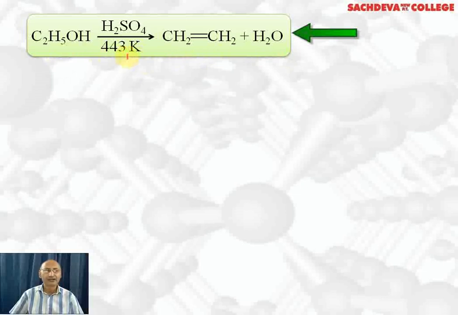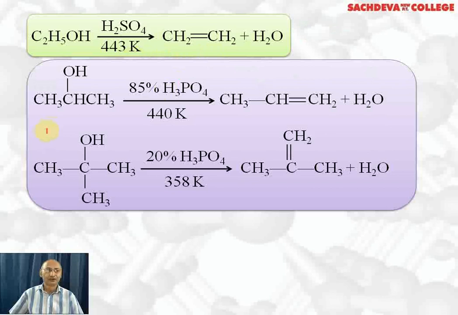Remember, temperature 443 Kelvin is very important. If temperature is 413 Kelvin, we will get ether. So only at 443 Kelvin we get ethene. 2-propanol, when it reacts with 85% phosphoric acid, which also acts as a dehydrating agent, at 440 Kelvin gives you propene plus water. OH from here and H from here is removed and a double bond is formed.